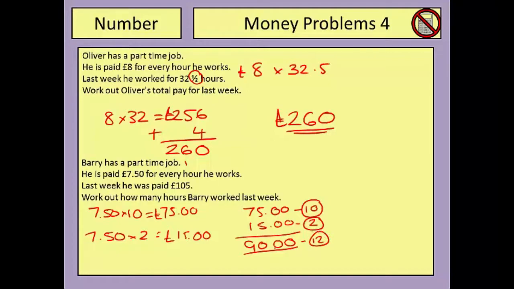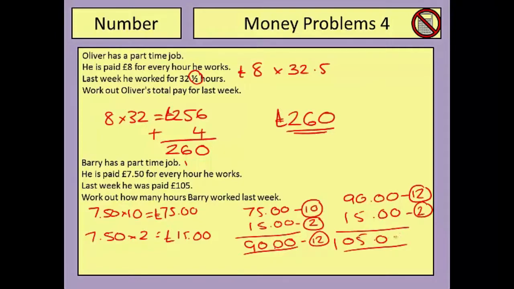So I'm still not there yet, but I think I can see where I'm going with this one now. If I take the £90, which remember was 12 hours, and if I added on £15, which was 2 hours worth of work, when I add these two together I end up with £105, which was the amount I actually wanted, and that was 12 hours plus 2 hours, so he must have worked for a grand total of 14 hours to earn that pay.